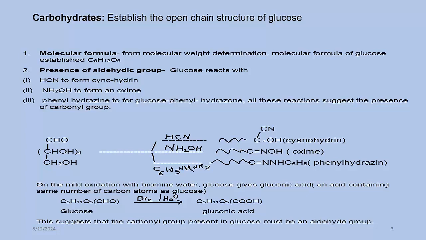On mild oxidation with bromine water, which is a mild oxidizing agent, glucose gives gluconic acid. This confirms that the carbonyl group in glucose must be an aldehyde.